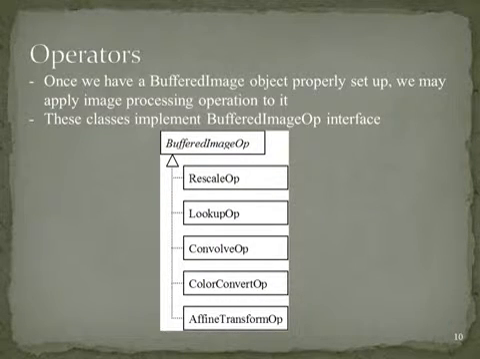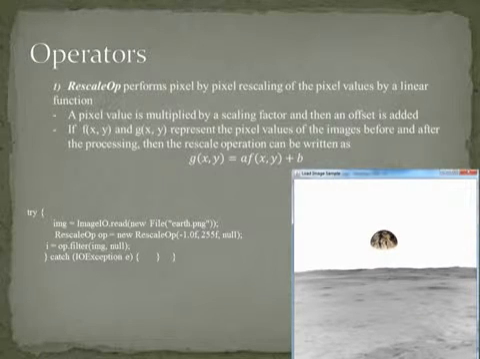Once we have buffered the image using the buffered image object, we may apply image processing operations to it. Java 2D contains a set of classes for image operations. The classes implement the buffered image op interface as follows. A buffered image op contains rescale op, lookup op, convolve op, color convert op, and affine transform op. The first operator is the rescale op.